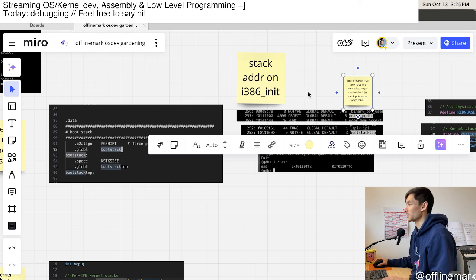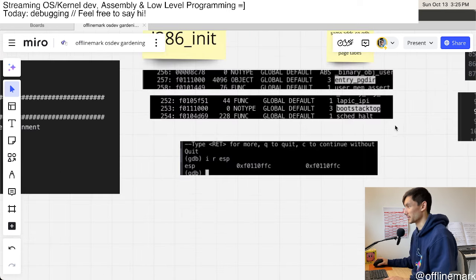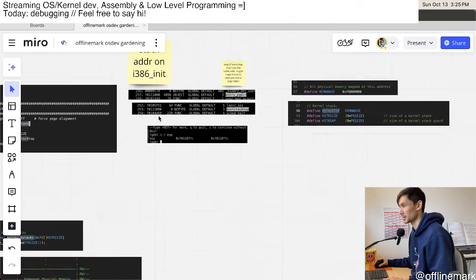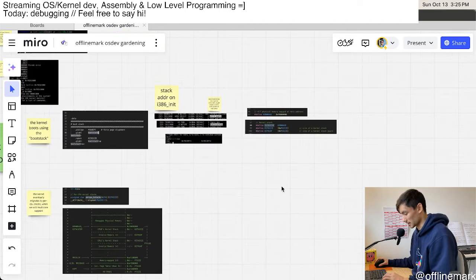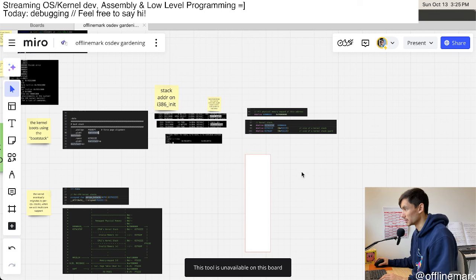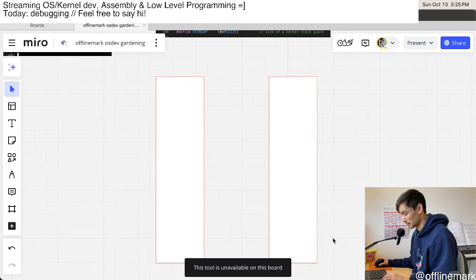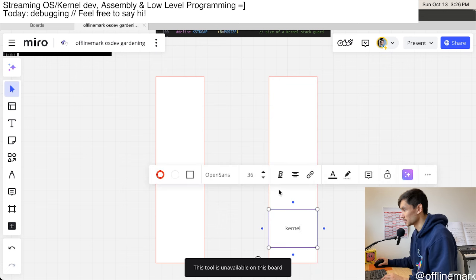Page tables. Okay, let's ignore that. So ignoring that weird thing, this totally makes sense. And so what's happening is that we have our memory, you know, we have physical memory over here. I'm just going to redraw this again. The kernel is here.